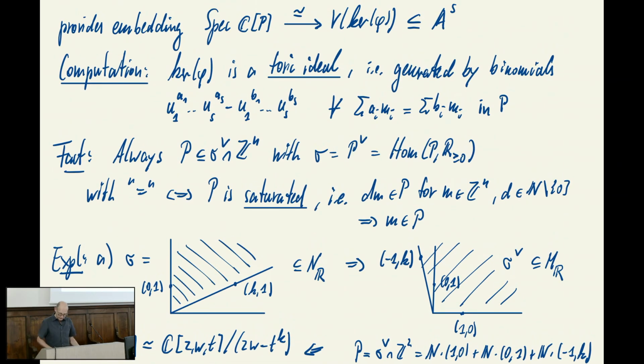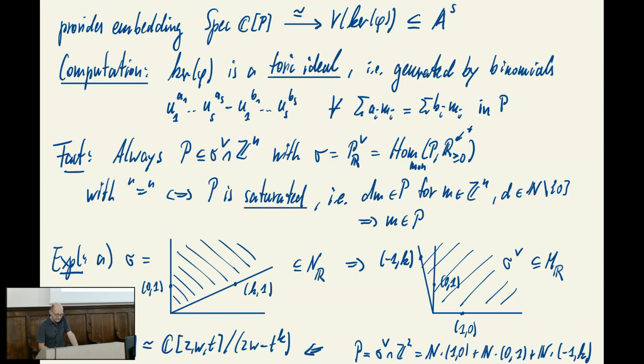I'll just write this down because we'll do some examples. And then you may wonder, when do you get P's that are of the form sigma dual intersected with Z^n? So the sigma would be what I could call, write P dual. Actually, that conflicts with some notation I'm using later. So let me write this P dual with a vee, which is the Hom of monoids, okay? So this is a Hom of monoids from P to the additive monoid R larger or equal to 0. It's a dual cone.